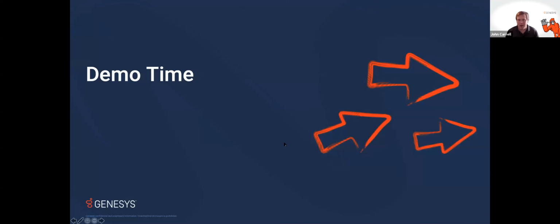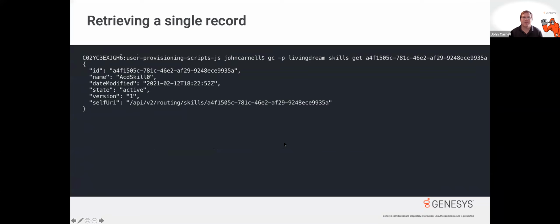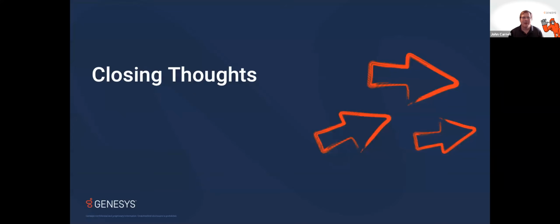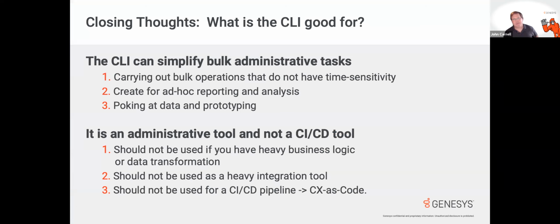Get back to the slides. Let me just pop through here and give some closing thoughts. So what is the CLI good for? It's simplifying bulk administrative tasks, carrying out ad hoc operations that don't have time sensitivity, meaning let's say you want to export a bunch of data. Well, if you're going to export data, you're going to have to sit there and deal with the 429s and the backoffs and the retries. So you've got a script that's running in the background that's just dumping some data. It works great for it.